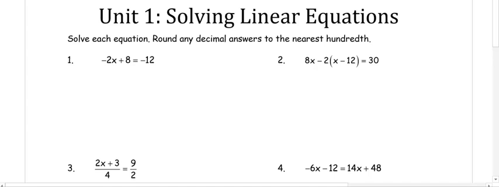This is a Unit 1 recap for our cumulative assessment for first semester. So Unit 1 was solving linear equations. Remember that we're using inverse operations to solve for a variable.